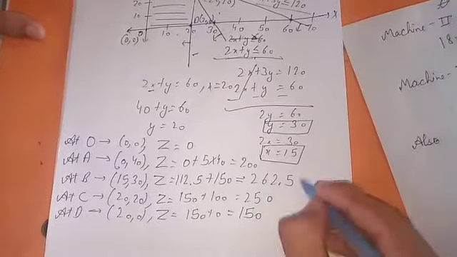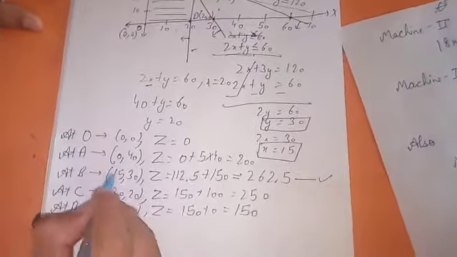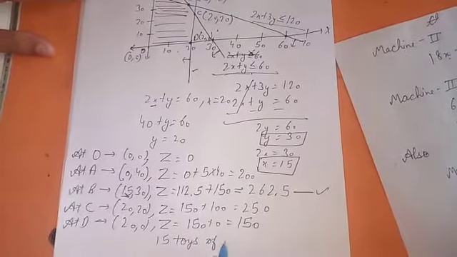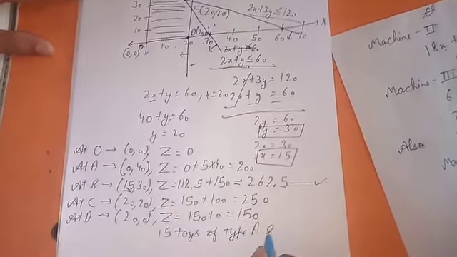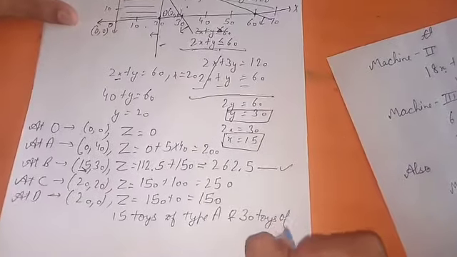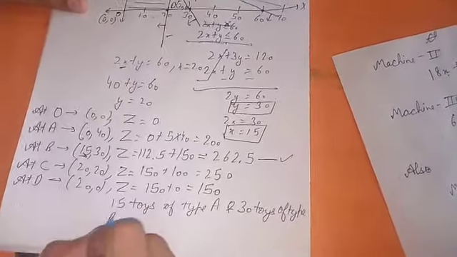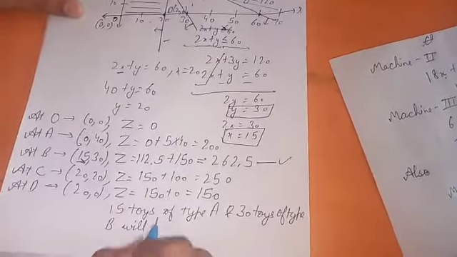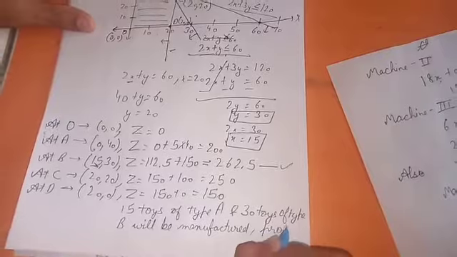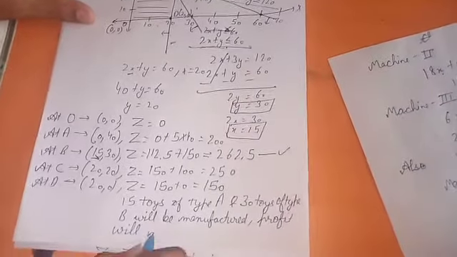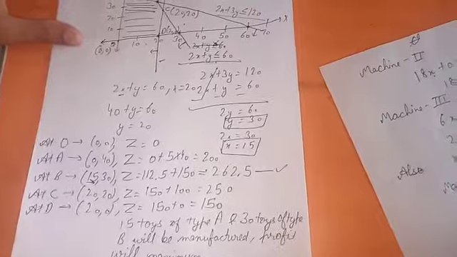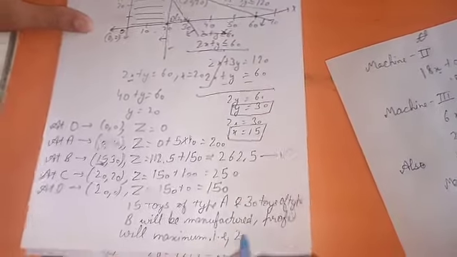Now which of these is highest? This. So it means when 15 toys of type A and 30 toys of type B are manufactured, profit will be maximum, and that maximum profit is how much? Rupees 262.5.